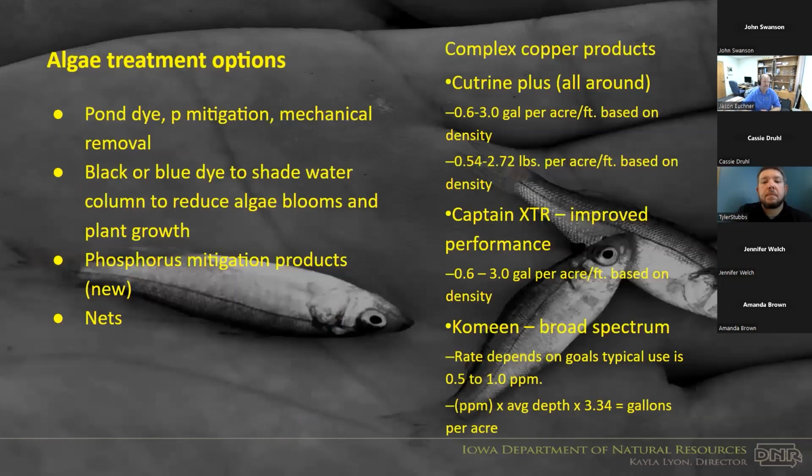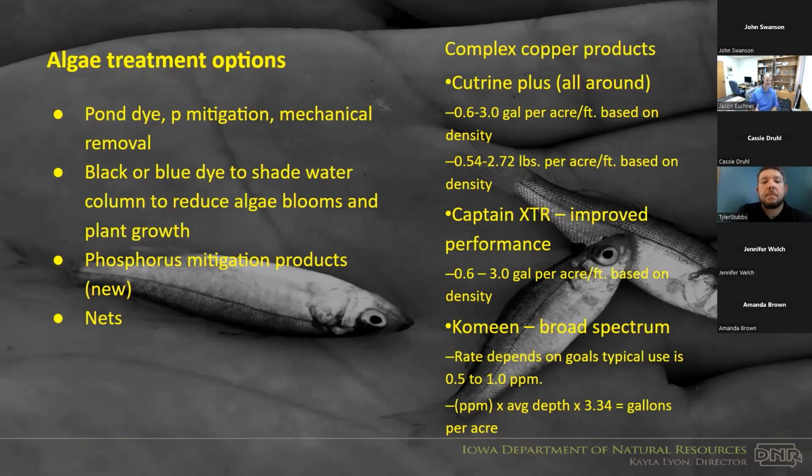So, algae treatment options. There are some products out on the market now. We have a couple of different pond dyes; they're either black or blue. You can try to dye your pond to lessen light transmission, so you'll have less light available for algae species to grow.